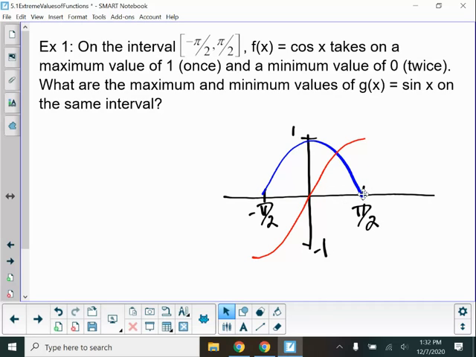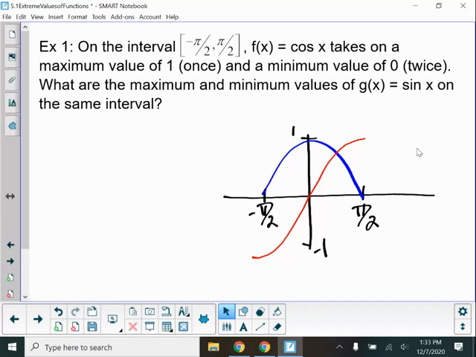What are the maximum and minimum values of g of x equals sine of x on the same interval? So the red line here, that is sine. Sine's maximum is also going to be 1. That occurs once at pi over 2. And the minimum is negative 1, and that occurs once at negative pi over 2.